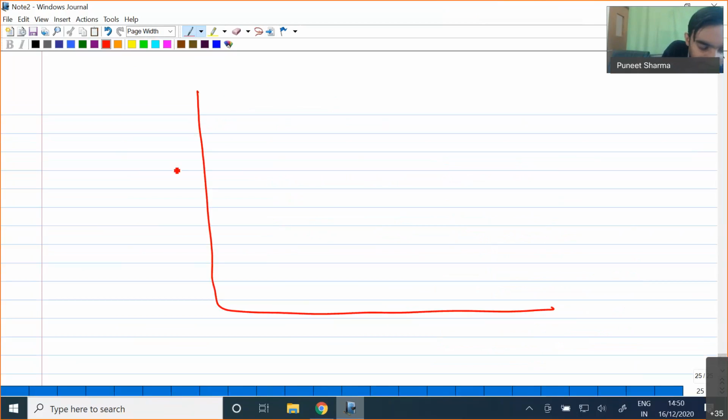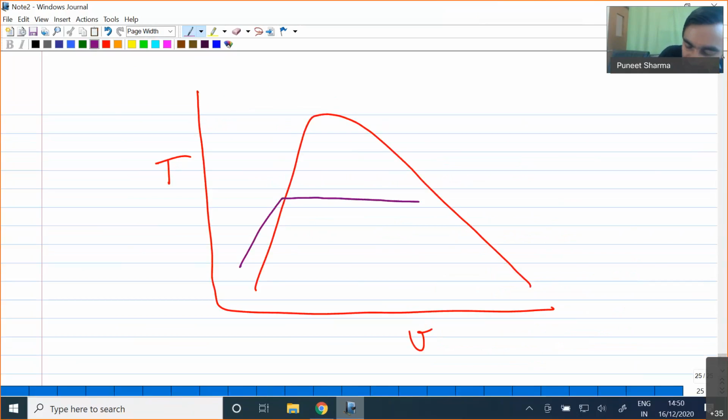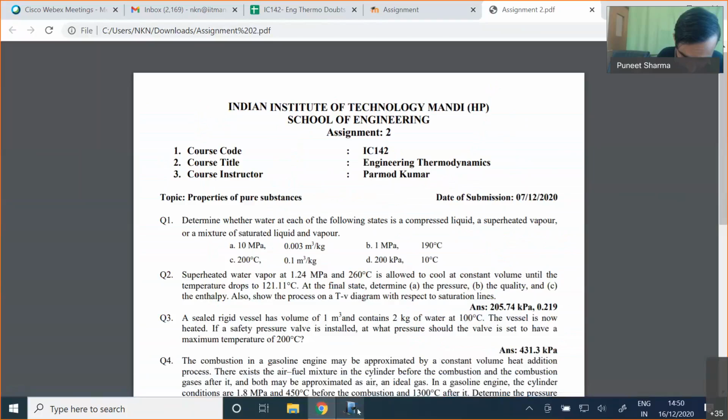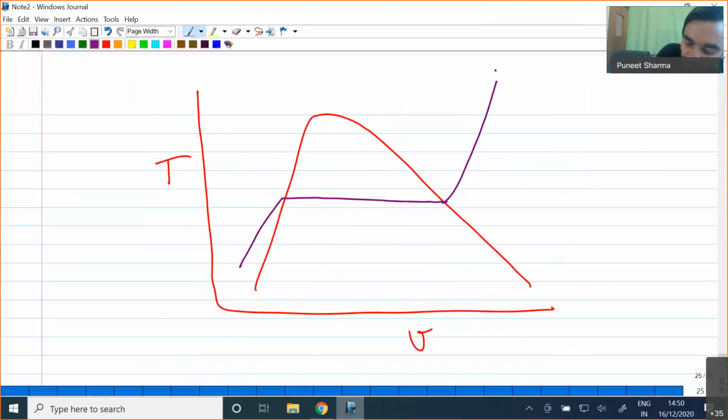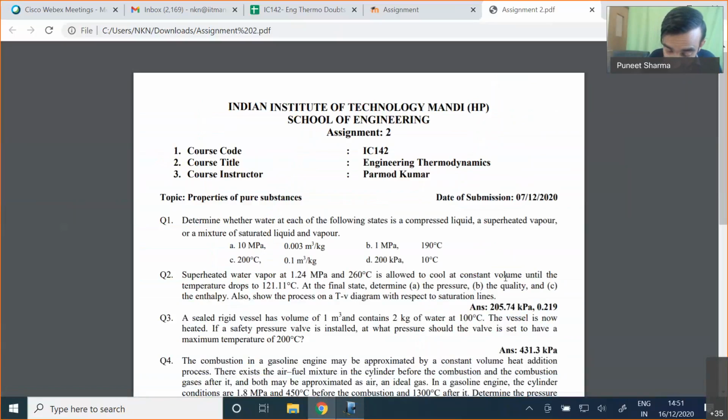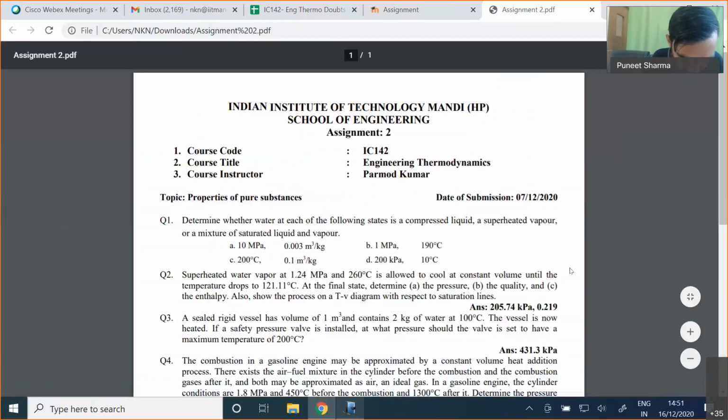So I have temperature and specific volume. This is my liquid vapor dome. Now let me consider a constant pressure line over here, and let us consider this pressure is the given pressure, 1.24 megapascals. So 1.24 megapascals is the pressure, and we have some point, say this is my first point, and corresponding to this the temperature is 260 degrees Celsius. Now we are allowing it to cool at constant volume until the temperature drops to 121.11 degrees Celsius.